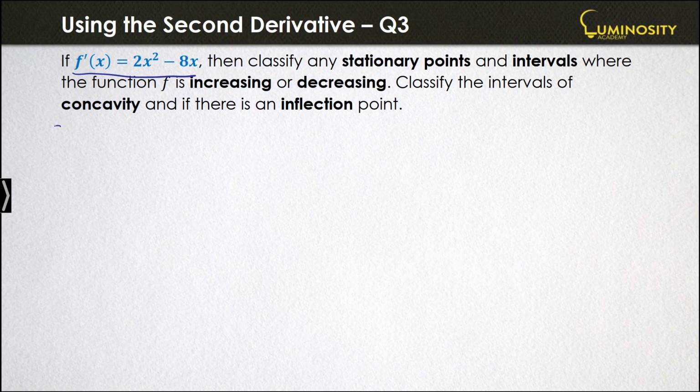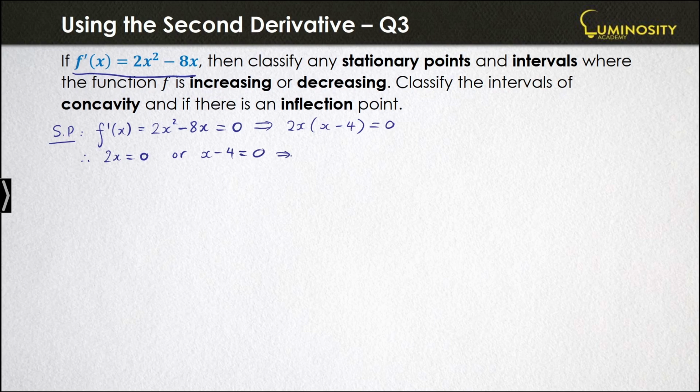Okay, so we can jump straight in because the stationary points and the intervals of increasing or decreasing rely on the first derivative. So that's f prime x, which is 2x squared minus 8x. If I set that equal to 0, I get my stationary points. I can factor out a 2x, and I'm left with x minus 4. If I expand that out, I get back that expression, equals 0. By the zero property of algebra for factors, we can set each factor equal to 0, and we get two solutions: x equals 0, or x equals 4.